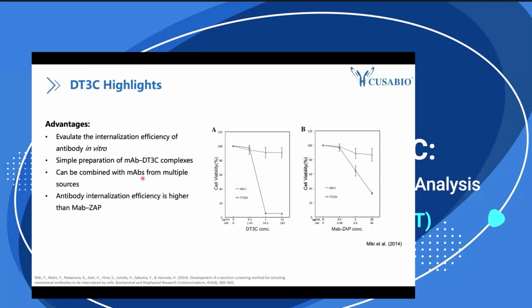And also compared to the MapZap, not only is the size smaller and the penetration better, but the internalization efficiency you can get is also higher. And here is a result that I got from the literature experiment. It showed that with the DT3C, the internalization efficiency is much higher.